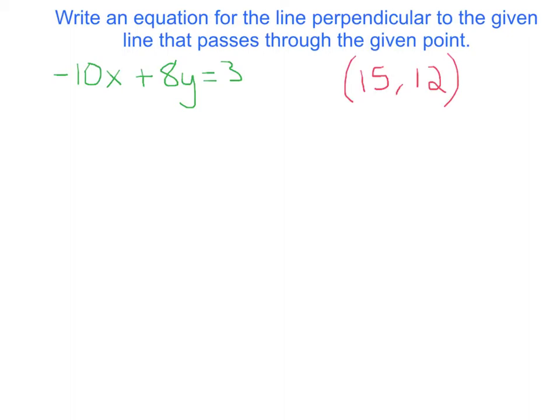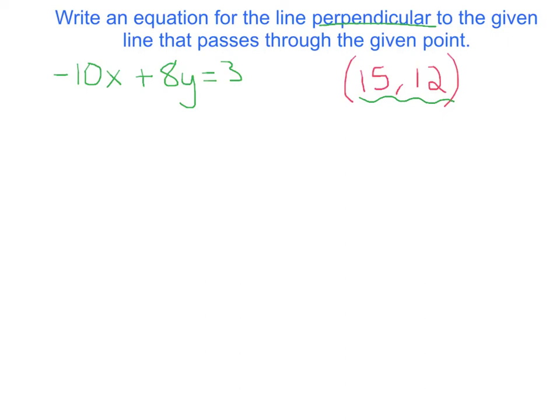Okay, in this example, instead of parallel lines, we're dealing with perpendicular lines. So write an equation that is perpendicular to the equation given, but goes through the point (15, 12). Well, the equation given, negative 10x plus 8y equals 3, is not in slope-intercept form, so let's quickly solve it for y so we can find the slope.